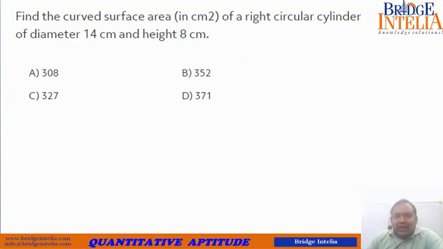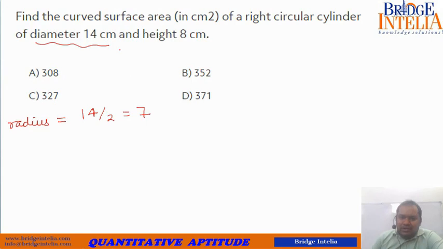Now find the curved surface area of a right circular cylinder of diameter 14 centimeter and height 8 centimeter. Again diameter is given, so the first thing is that you need to find the value of radius from that. Radius is equal to diameter by 2, which comes out to be 7. I am avoiding the unit because everywhere the unit is the same. So curved surface area is equal to 2 pi r h.